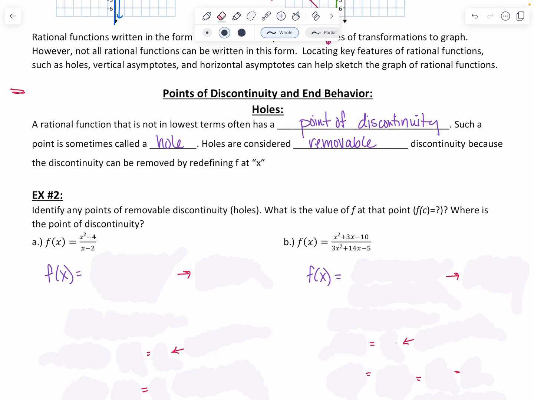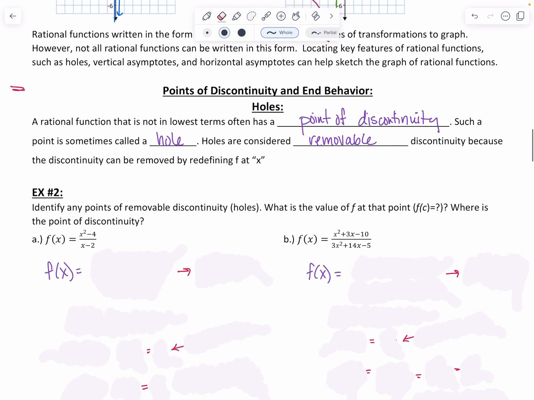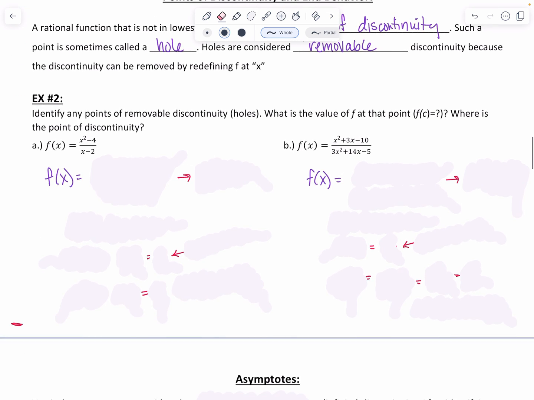Holes are considered what we call removable discontinuity because the discontinuity can be removed by redefining f at that x value, okay? So holes are what we call, again, removable discontinuity. Let's do an example here, example number 2. We're going to identify any points of removable discontinuity, so any holes. We're going to figure out what the value is of f at that point, and then we're going to figure out where that point of discontinuity is at, okay?